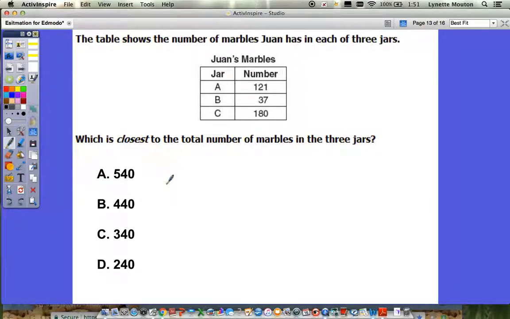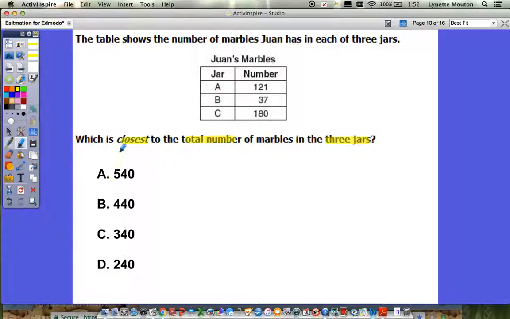Here's the last one that we're going to look at. On this one, we have multiple steps, so this is our multi-step problem. They show the number of marbles that Juan had in 3 jars. We want to know which is closest to the total number of marbles in the 3 jars. So we're going to be using all 3 numbers here.